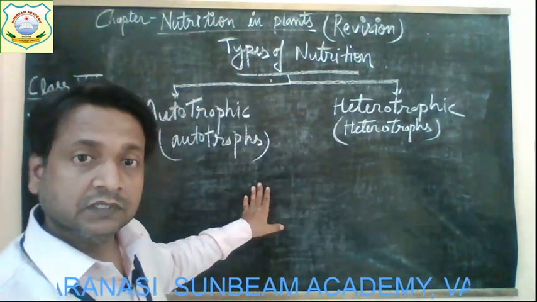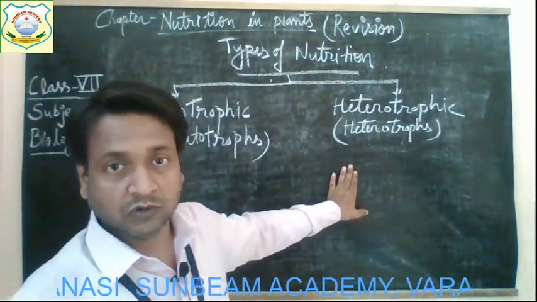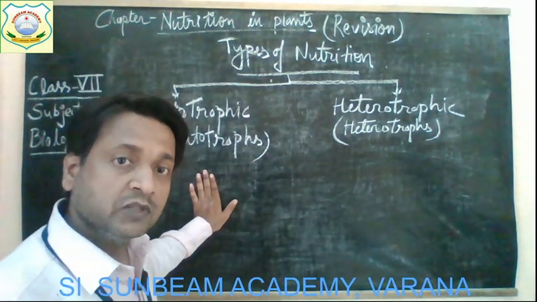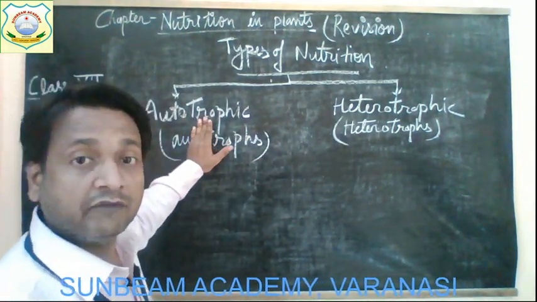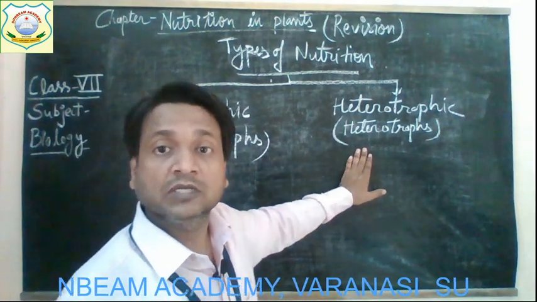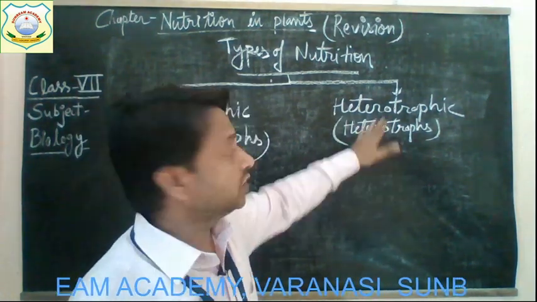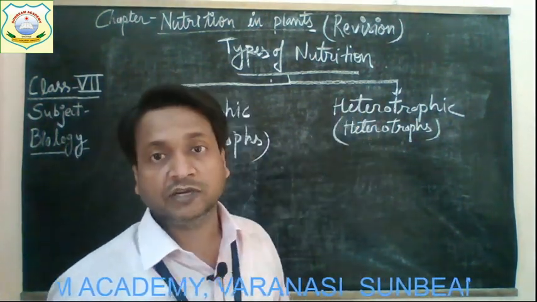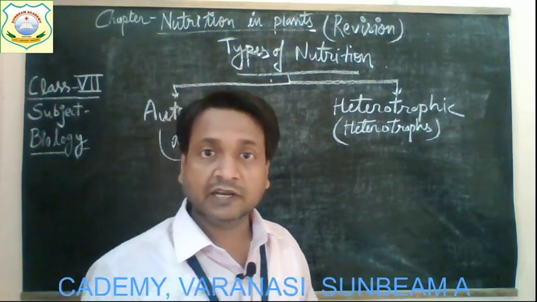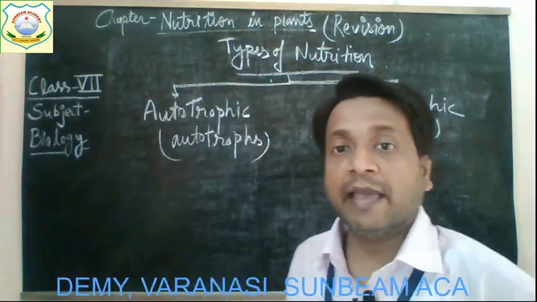Alright? About autotrophs and heterotrophs. Autotrophs are those organisms which have the autotrophic mode of nutrition, and heterotrophs are those organisms which have the heterotrophic mode of nutrition. Got it, children? Now, come to the examples.